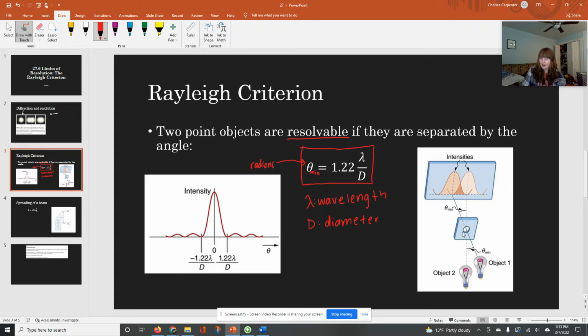As they go through the circular aperture and they create a diffraction pattern, the maximum point for one diffraction pattern is going to line up with the minimum point for the other, and vice versa. And that's going to be the closest those two objects can be so that these two maximum intensity points are distinguishable from each other. Any closer, and they'll start to constructively interfere into one larger maximum.